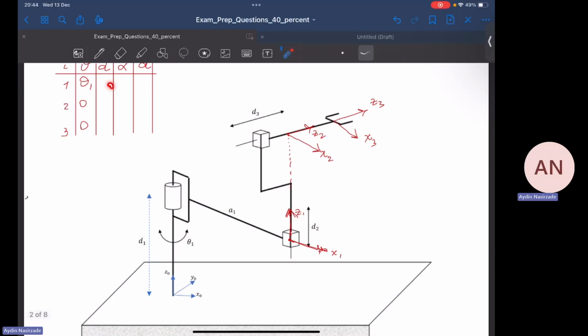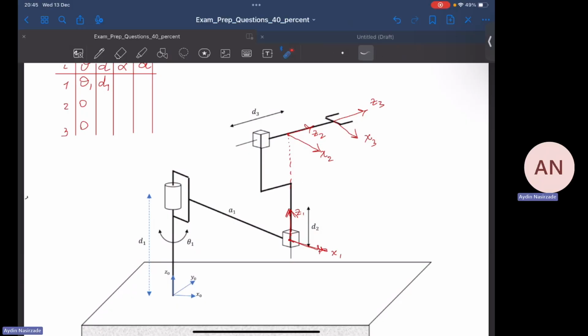Now, d1. The question for d1 is, along Z0, in this direction, how much I have to move or translate the origin of frame 0 so that it can align with the origin of frame 1. So we are asked to find this distance. Previously it's here, now it's supposed to be here, so we have to move by this distance, d1. So let's write down d1 in this section of the table.